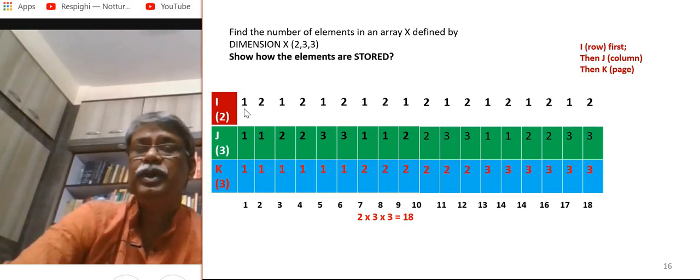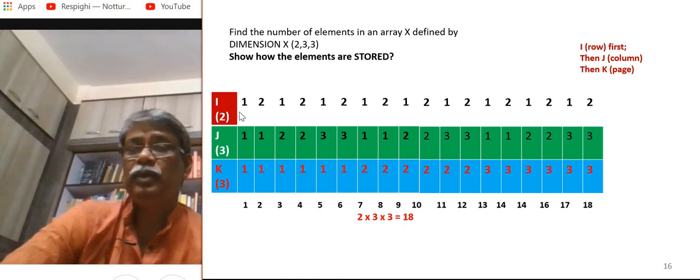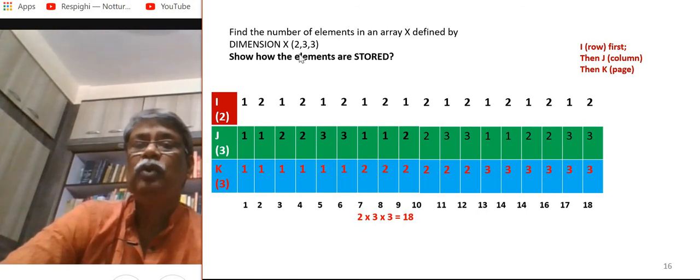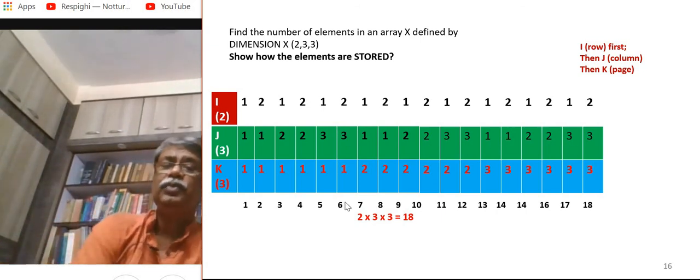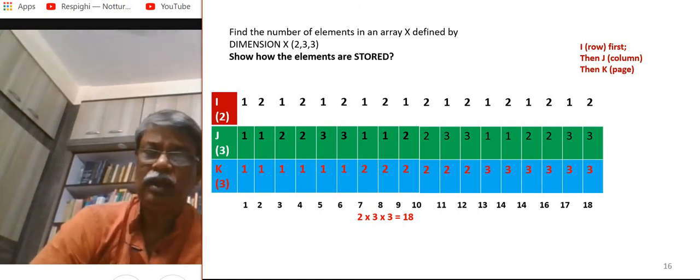Because i is of the first priority, it exhausts first. So i changes in its own way, 1 2 1 2 1 2 1 2, because it has 2. So i goes from 1 to 2, 1 2 1 2 1 2, it goes on like that. But j is 3, so for 1 2 1 2 1 2, the j values are 1 1 2 2 3 3, then 1 1 2 2 3 3, 1 1 2 2 3 3. So that is the same thing as I followed in the case of the 2-dimensional array, exactly the same.